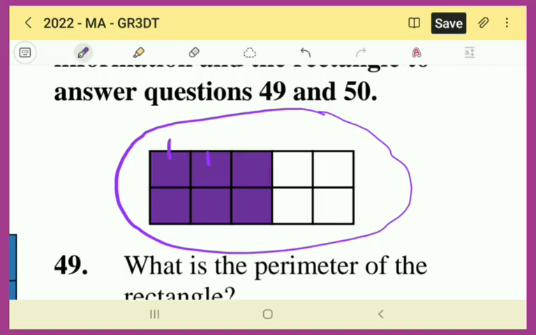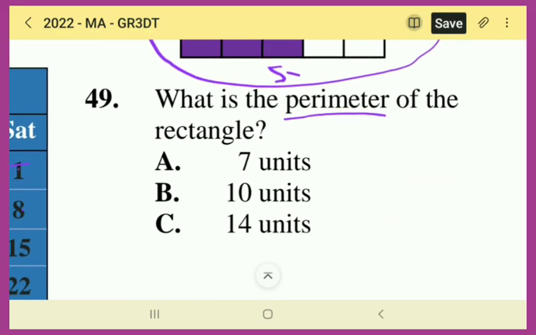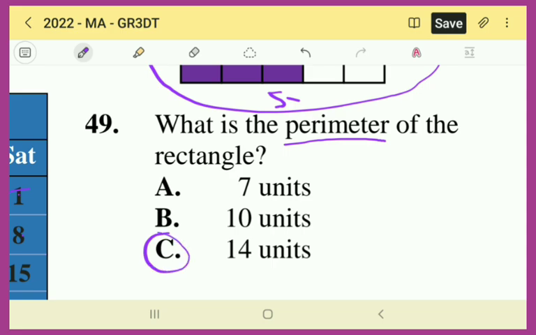They told us that it is 1 by 1. So we have 1, 2, 3, 4, 5. So up here it's 5. Down here would also be 5. 1, 2. If this is 2, over here is also 2. So let's add up the distance around the shape to find the perimeter. Perimeter, distance around. All the sides adding up. 5 plus 5 is 10, plus 2 is 12, plus another 2 is 14. Let's see if they have 14. Very good, Mr. C. 14.